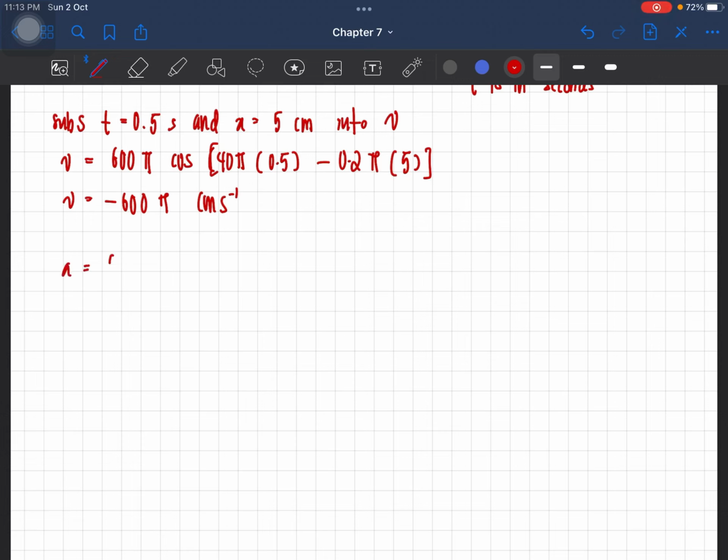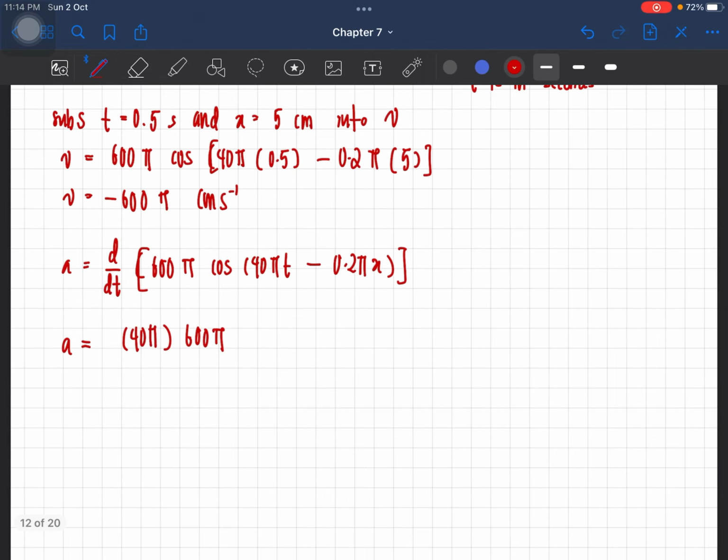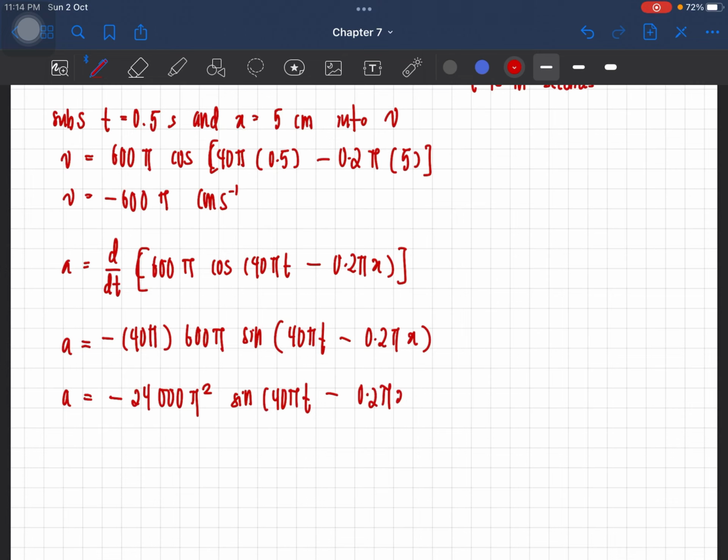Acceleration is just the derivative of the velocity equation. So we differentiate the velocity equation: 40 pi times 600 pi. Because the derivative of cosine is negative sine, we have a negative in front. So we get sin(40 pi t minus 0.2 pi x), and the formula is equal to negative 24,000 pi squared sin(40 pi t minus 0.2 pi x).